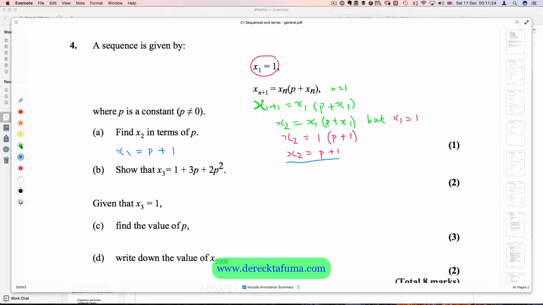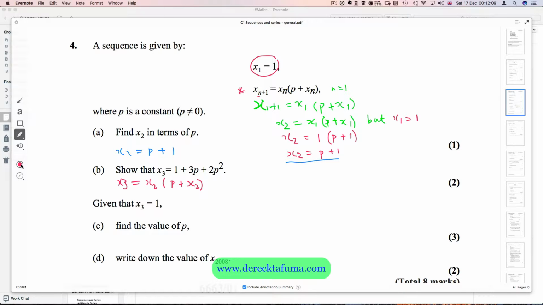And part B asks, show that x3 equals 1 plus 3p plus 2p squared. So going back again to this equation, x3 requires that n be 2. So if n is 2, then we have x3, and that x3 when n is 2 means x2 bracket p plus x2.